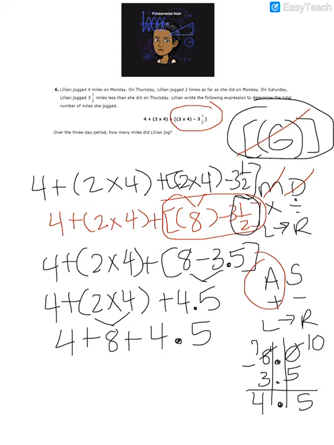So I'm on addition. I'm going to add 4 plus 8. And I always tell my students, if you can do mental math, go ahead and do that. So 4 plus 8, I know is 12, plus 4.5. 12 plus 4, I know is 16. And then bring my half down.